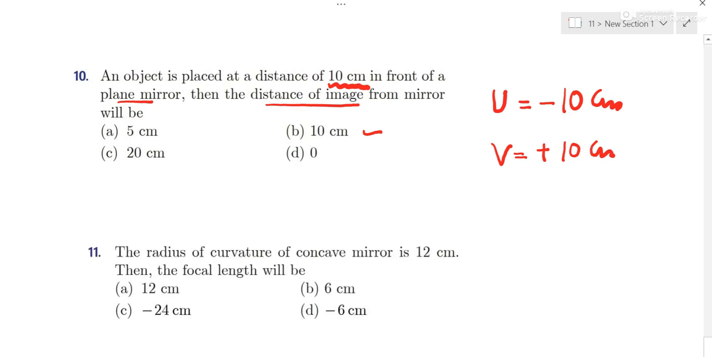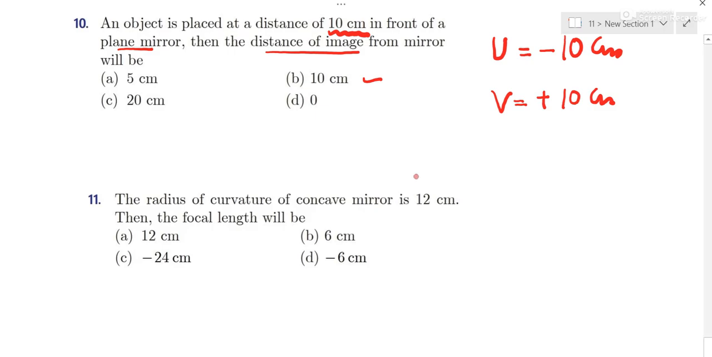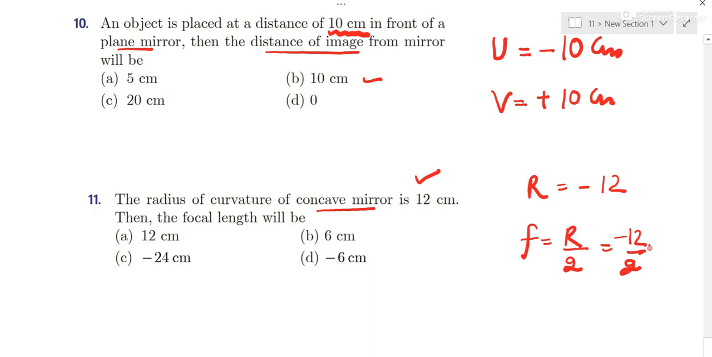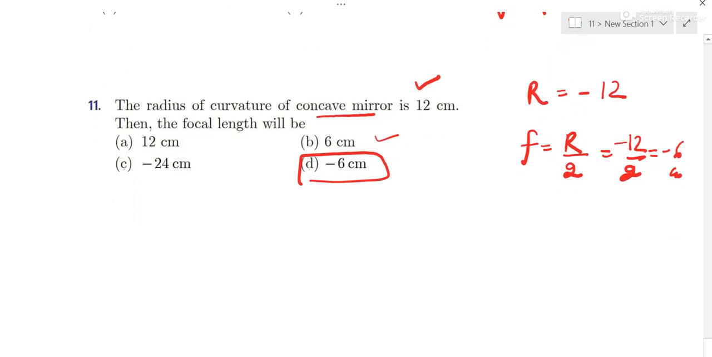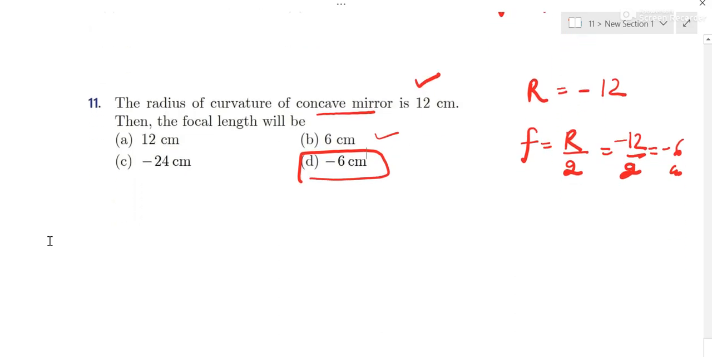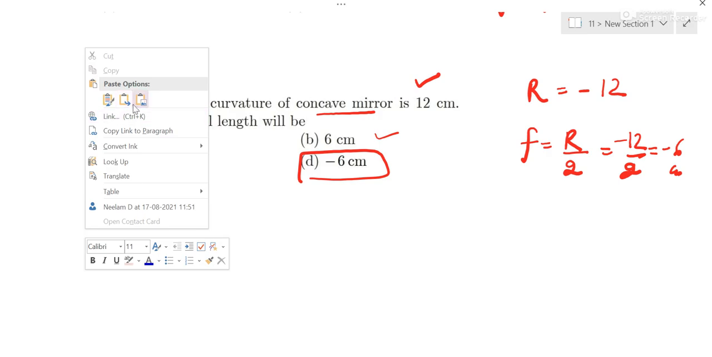So let us see. The radius of curvature is given as 12. Children, because it is concave, write it with a negative sign. The focal length will be half of the radius of curvature, so minus 12 by 2, so it is minus 6. Just see, they will give 6 also, so just see the sign as well. Let us see the next question.